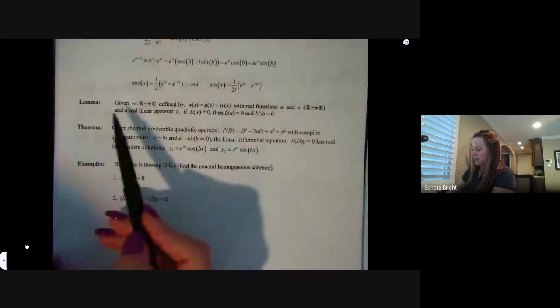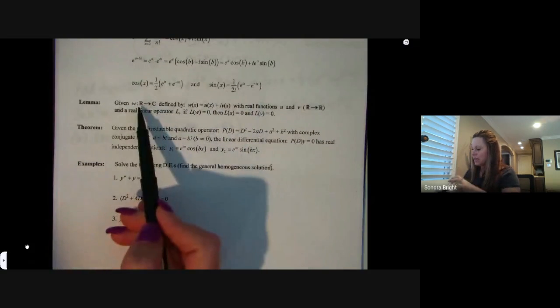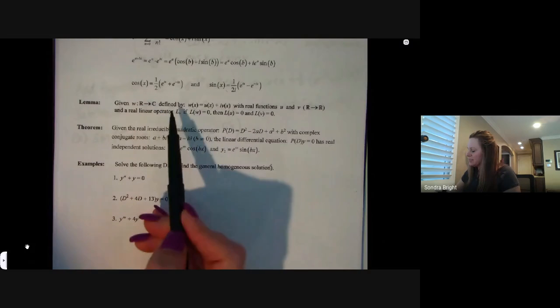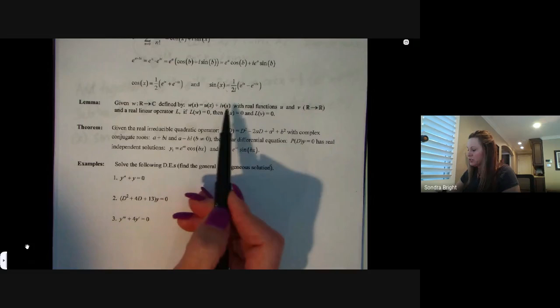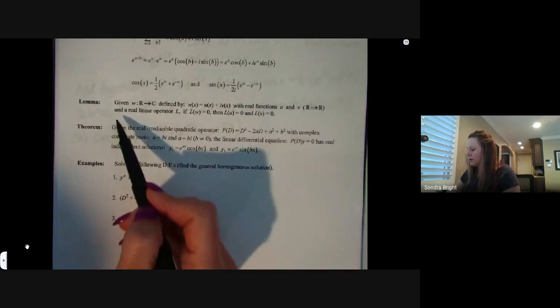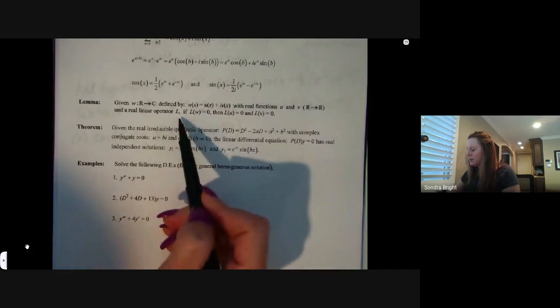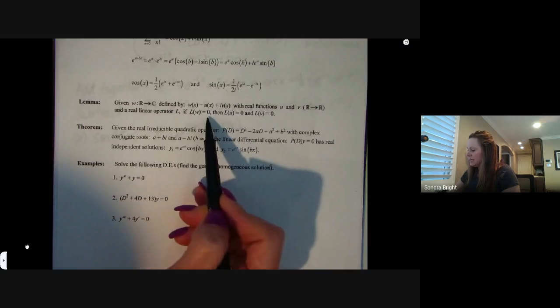Let's look at this lemma real quick. If you want to write it, go ahead. I'm not going to. Given w, that's going from the real numbers to the complex numbers, defined by w of x equals u of x plus i v of x, with real functions u and v going from R to R, and a real linear operator L. Well, if L of w is equal to 0, then L of u is equal to 0, and L of v is equal to 0.